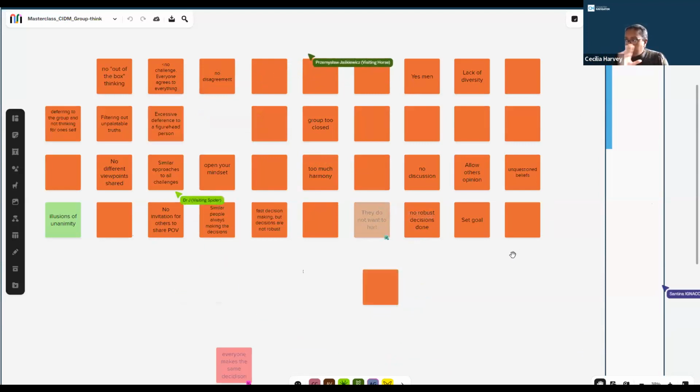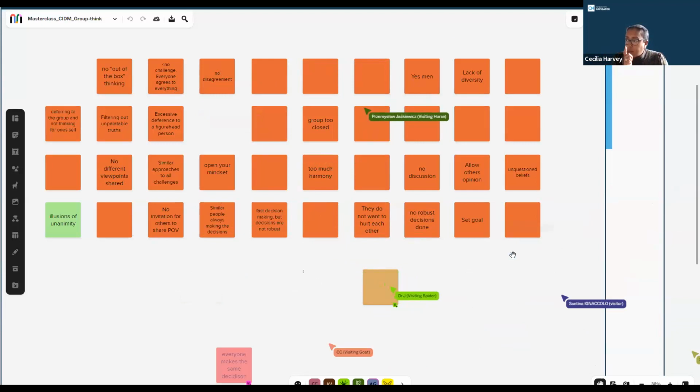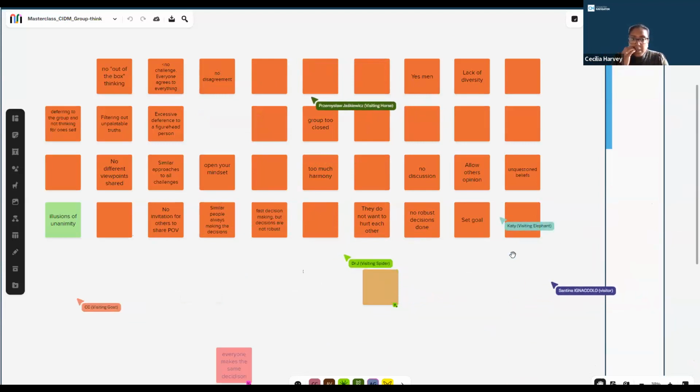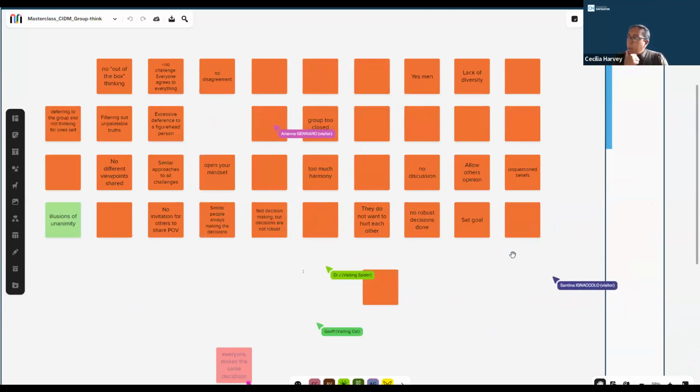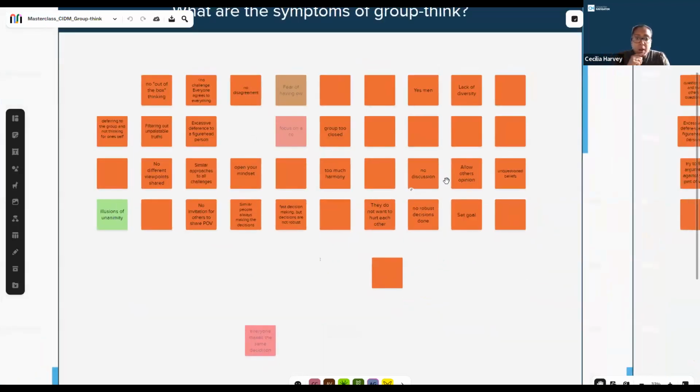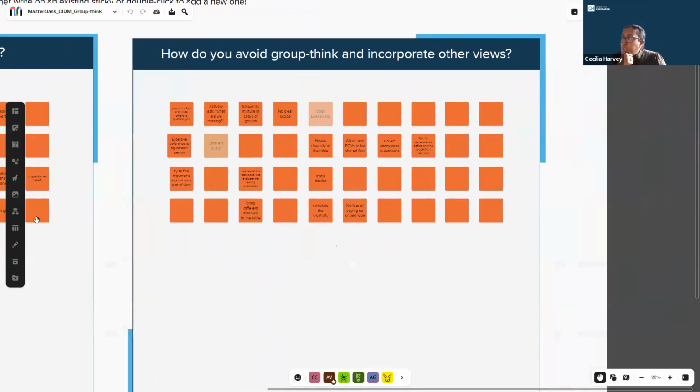Lack of diversity, 100%. That's an interesting one. They do not want to hurt each other. That's a really interesting one, and we might be able to pick it up slightly later on. But I am mindful of time, so maybe if we move to the second mural now, as to how do you think you can avoid groupthink?